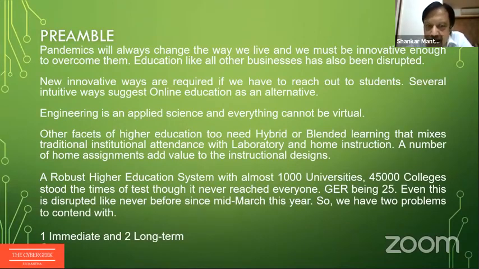Now, in the past, we have had a very robust educational system with almost 1,000 universities, 45,000 colleges, and so on. They stood the test of time, but the gross enrollment ratio never went beyond 25. Currently, it's about 25. And this has been disrupted because of the pandemic. Therefore, we have two problems to contend with: one, the immediate, and one in the long term.